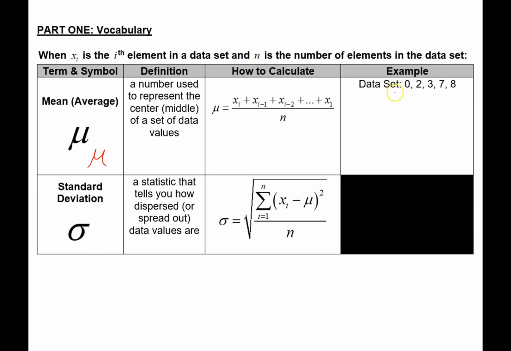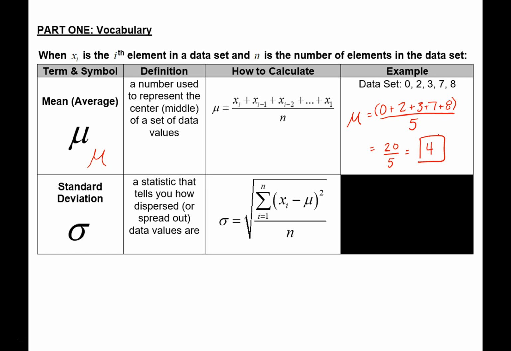So if you have the data set 0, 2, 3, 7, and 8, to find the mean, we add up all of those numbers, and then we divide that sum by the total number of data points there are. So in this one, there's 1, 2, 3, 4, 5 numbers in our set, so we're going to divide by 5. When we add all of that numerator up, that gives us 20, and 20 divided by 5 is 4. So that means the average number in our data set is 4.